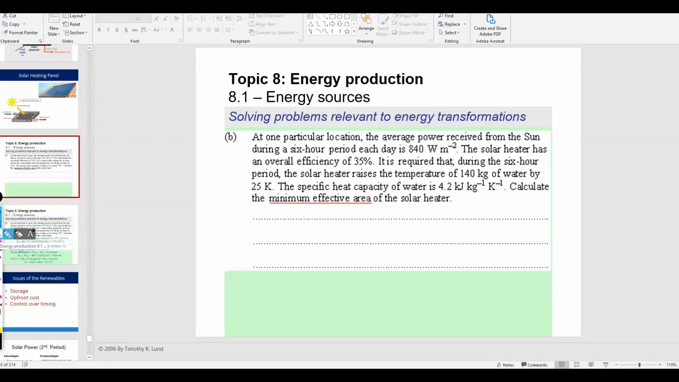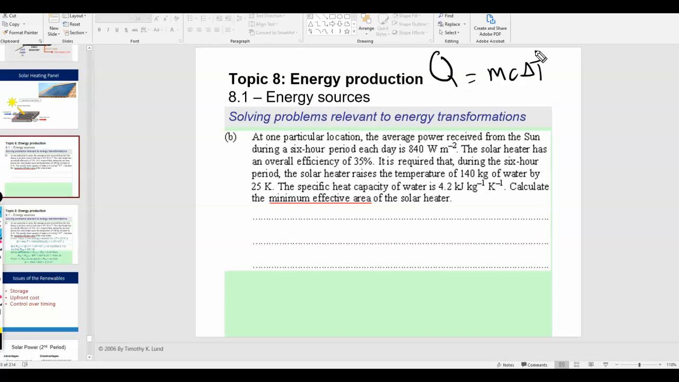So there's a lot of stuff going on. You probably noticed that it's talking about specific heat capacity. So let's start with that. I see specific heat capacity, and I think right away Q equals mc delta T. There's only one equation in all of IB physics that has to do with specific heat capacity, so I'm going to start there.